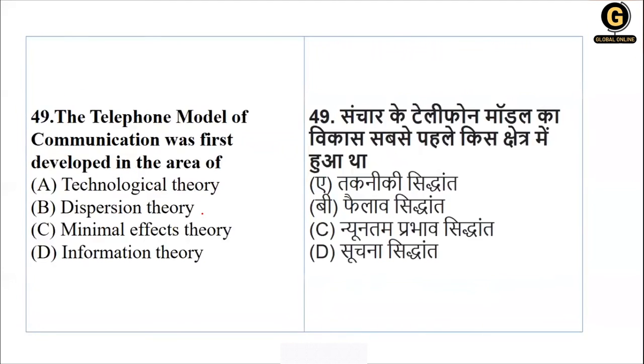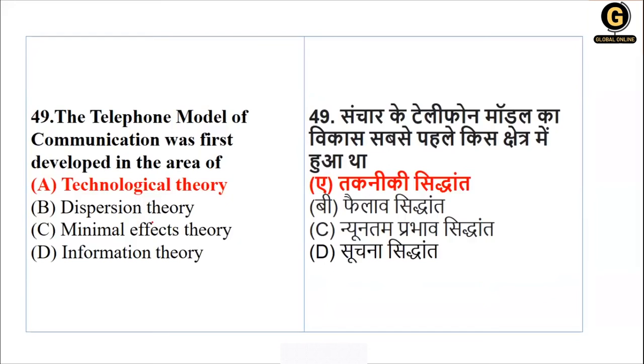Next. The telephone model of communication was first developed in the area of technological dispersion theory, minimal effect theory, informational. Now the telephone is nothing but a communication model which comes under technology. So this was under the technology theory. So here the right option is option number A.